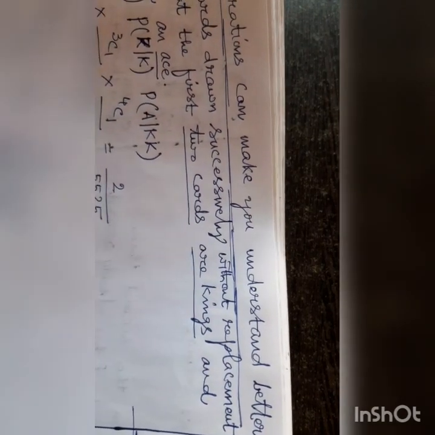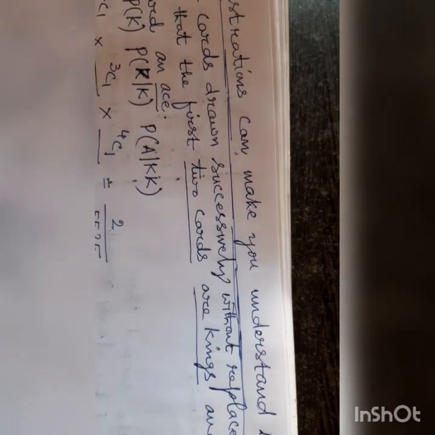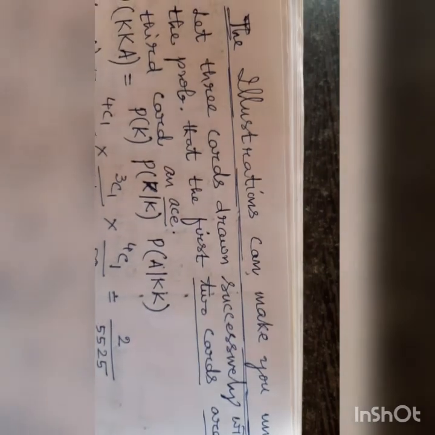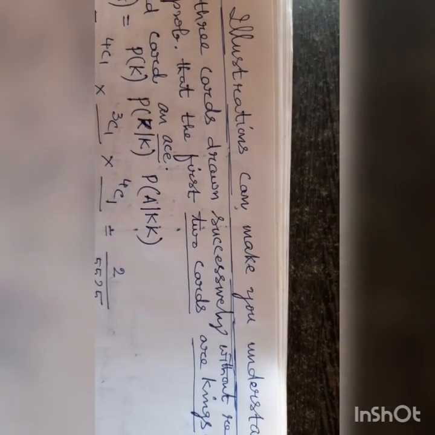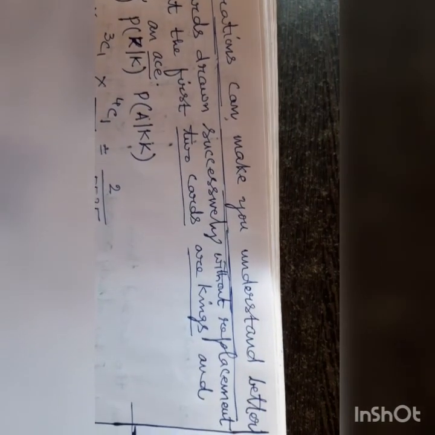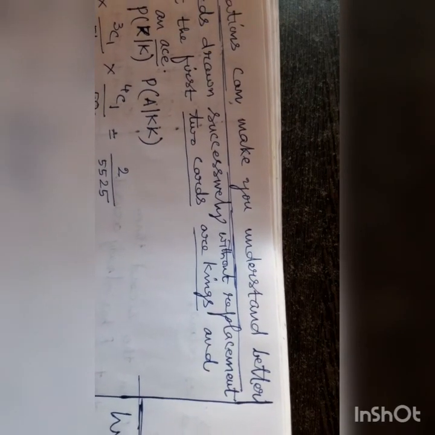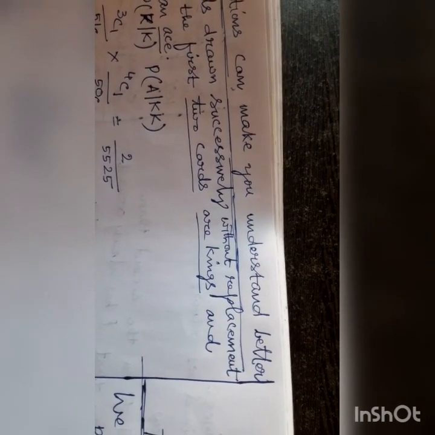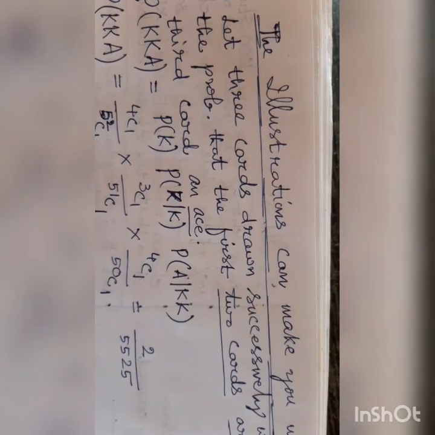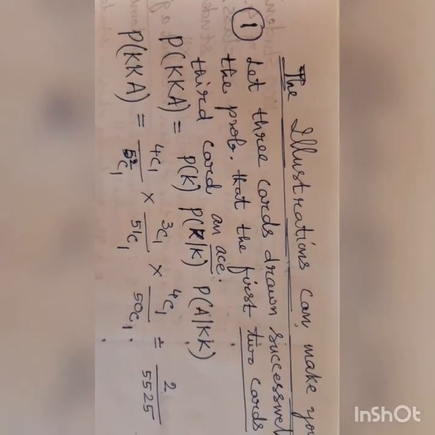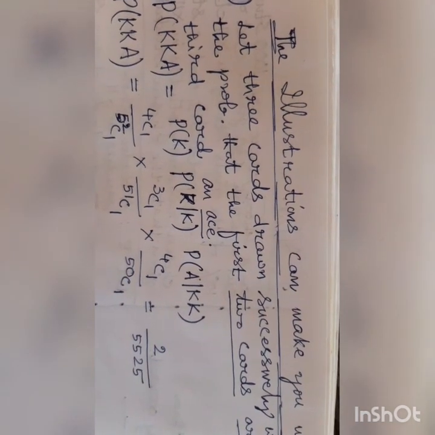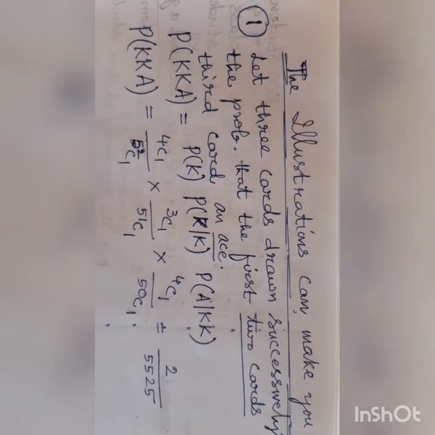Again, you don't keep them back in that pack. Once you have taken a card, it is out only. Successively means one by one, without replacement. Once you have taken the card, it is not mixed in again. Now, what is the probability that the first two cards are kings and the third card an ace? First two cards kings and the third card an ace. What is the probability of it?